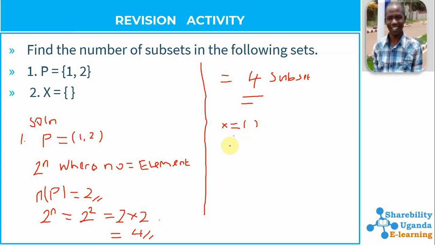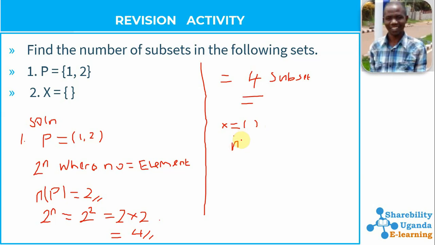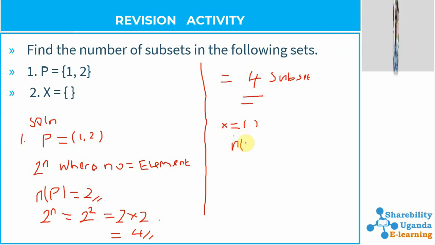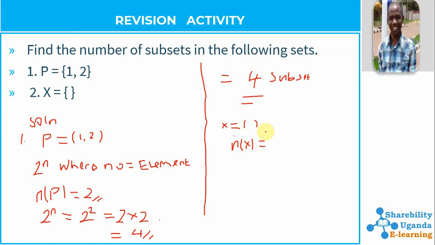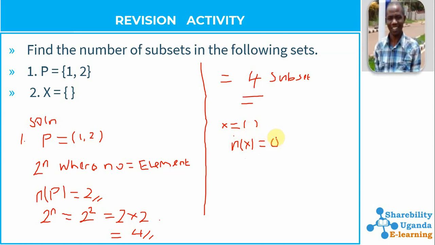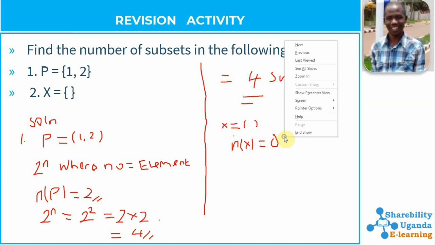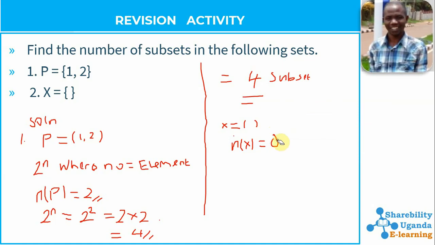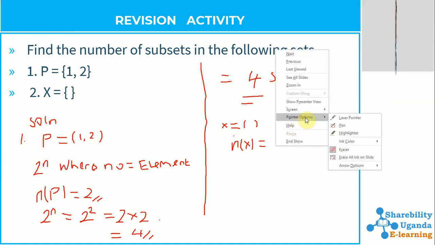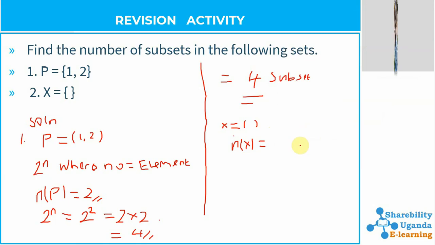That means we shall be having our number of elements, okay? The number of elements in our set X shall be equal to, how many are they? Of course it is empty. So when this set is empty, that means our number of elements in set X shall be equal to 0. I'm saying our number of elements in our set X, because our set X is an empty set, means the number of elements in our set X is equal to 0.